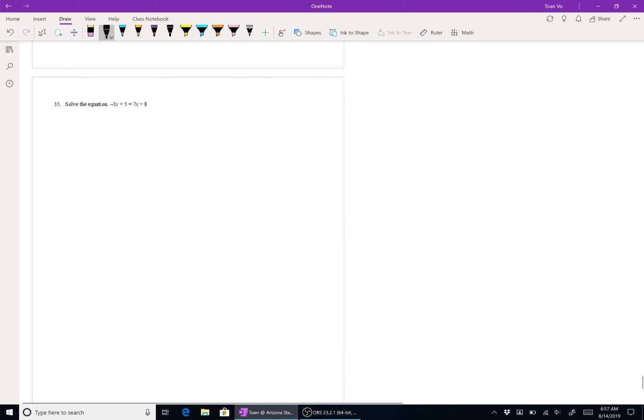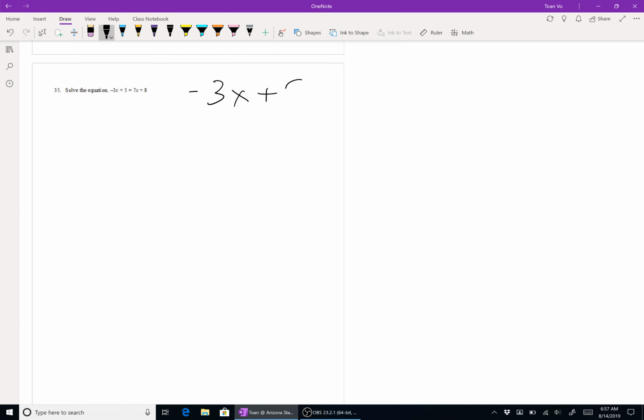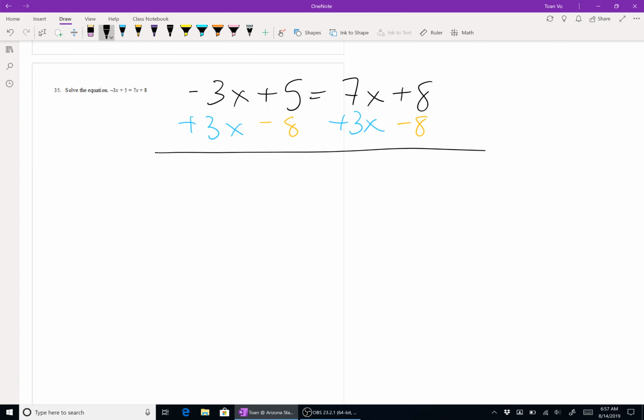Last but not least, another simple solving an equation problem. Again, let's see if we can do 2 steps at once. I'm going to add the 3x over just to get all the x's together. And I'm going to subtract the 8 to get rid of the regular numbers on the right, because that's where I moved my variables. These are gone. This is negative 3. This is 10x. These are gone. Divide out the 10. You get negative 3 over 10.